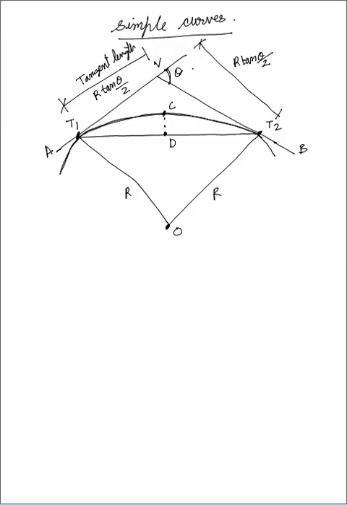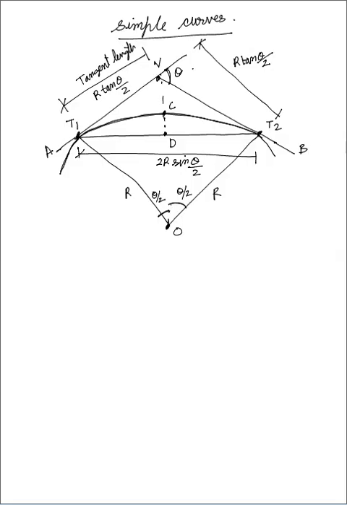Now this distance T1 to T2, here I am drawing, this is your 2R sine theta by 2. Basically, here if I connect this V to O, so this angle will be theta by 2 and this angle is theta by 2. So it is an angle bisector. So half of the theta, that is theta by 2, will be here, and this is theta by 2.